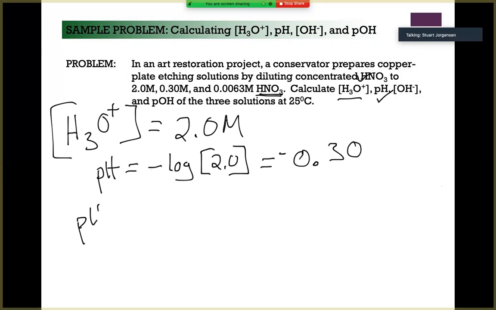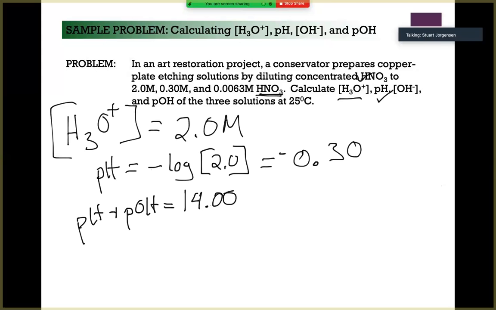I know that pH plus my pOH has to equal 14.00. Coming back on class later this week, we'll talk about sig figs for the pH scale. You're not going to like it very much. Yeah, we'll talk about it in class. Cool. So we got 14.